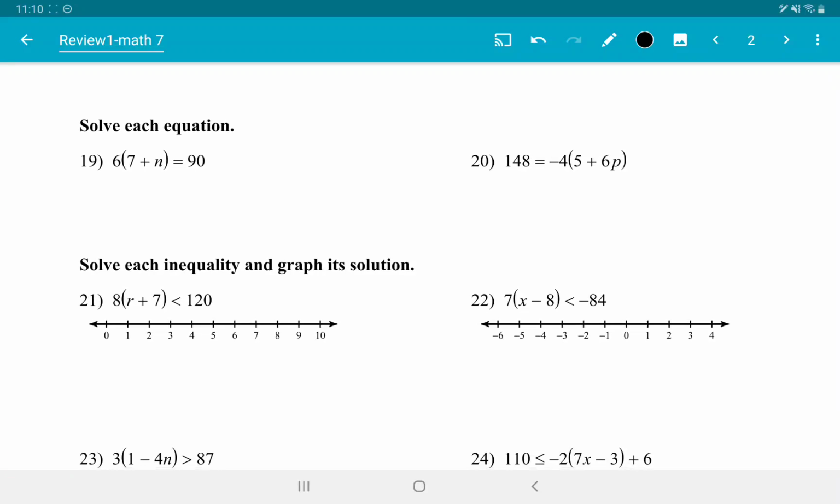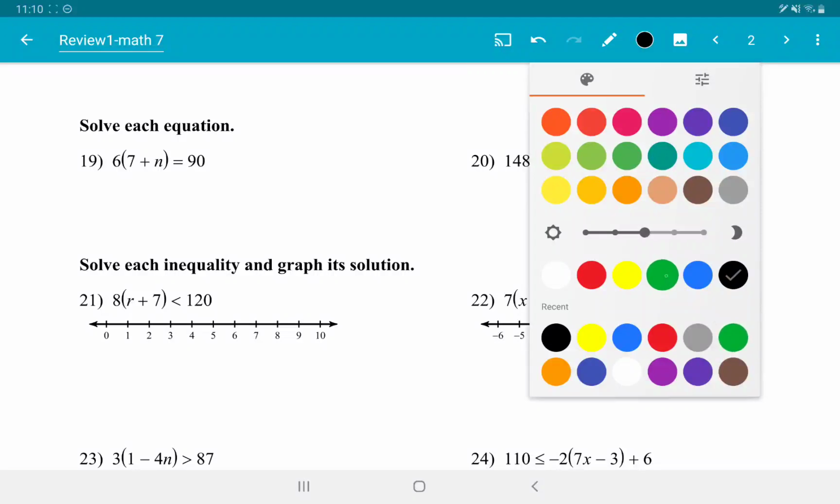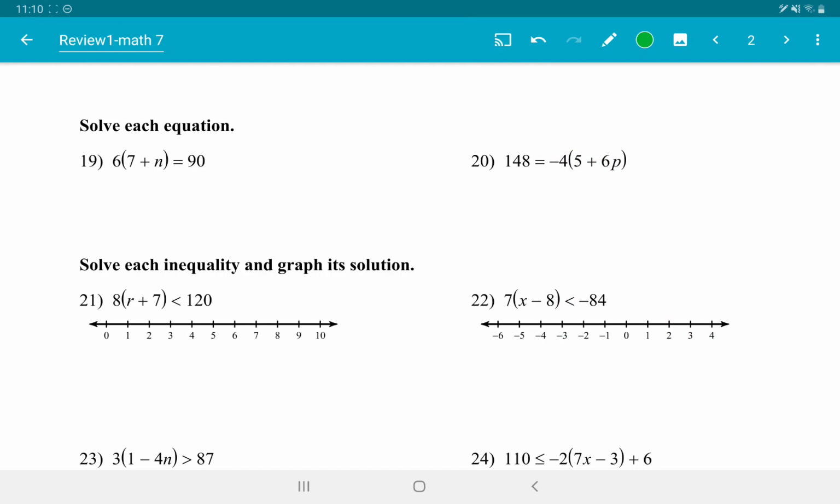Okay, so for 19, we want to solve each equation. This is a multi-step problem. I know you've seen one step and you've seen two step. Maybe not multi-step, but if you're able to do a two-step, you should be able to do a multi-step. It might take some time, but you'll be fine. So the first thing I need to do, I need to get rid of that parenthesis sign. And since it's 6 times 7 plus n, I'm going to distribute or multiply that 6 to both. So I'll get 6 times 7 is 42. And then 6 times n is just 6n. And that's equal to 90.